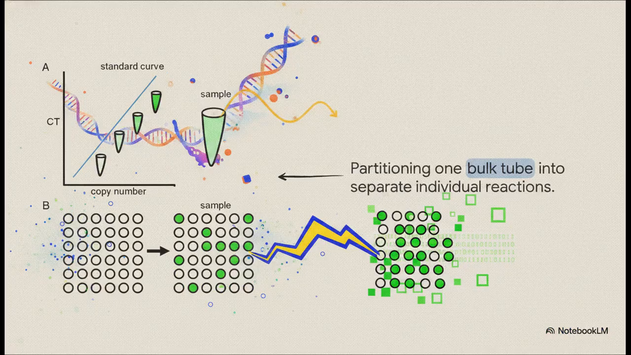The true breakthrough here lies in partitioning. See, standard qPCR conducts amplification in one single bulk tube. Digital PCR physically partitions that exact same sample into hundreds, thousands, or even millions of tiny, separate compartments. You dilute the sample so much that every single microscopic compartment ends up with either exactly 1 target DNA molecule or 0. You aren't measuring a glow and guessing the concentration anymore, you are counting individual molecules, 0 or 1, just like binary digital code.